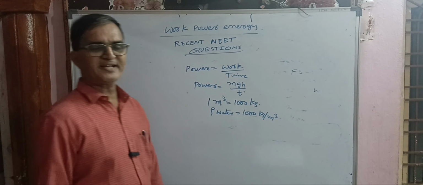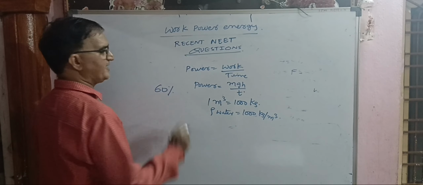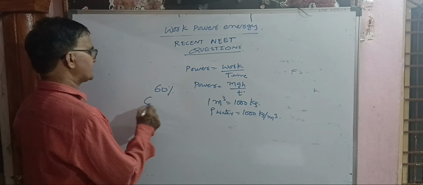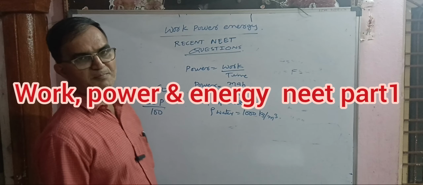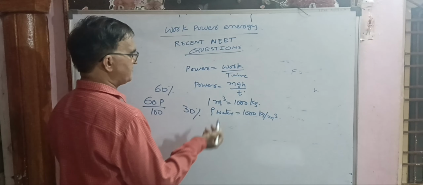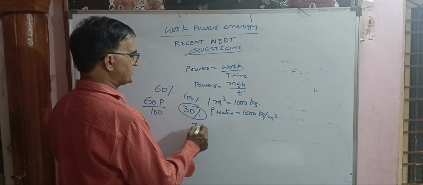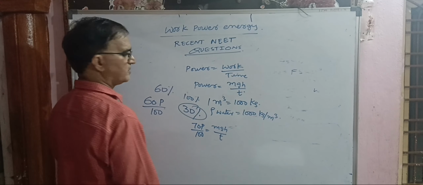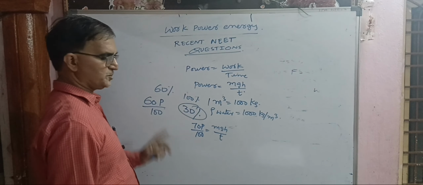In some problems they give the efficiency of the engine. Say the efficiency of the engine is 60%. Efficiency means the energy used, so you should take 60 P by 100. In some cases they say 30% of the energy is wasted. If total energy is 100% and 30% is wasted, then 70% of the energy is used. So you have to use these in the problems, whether wasted energy or efficiency is given.